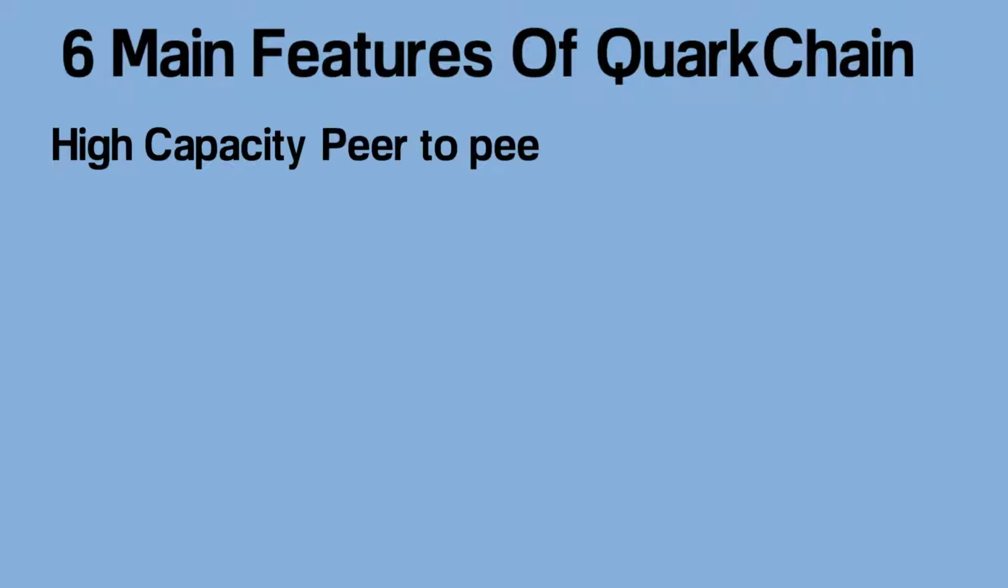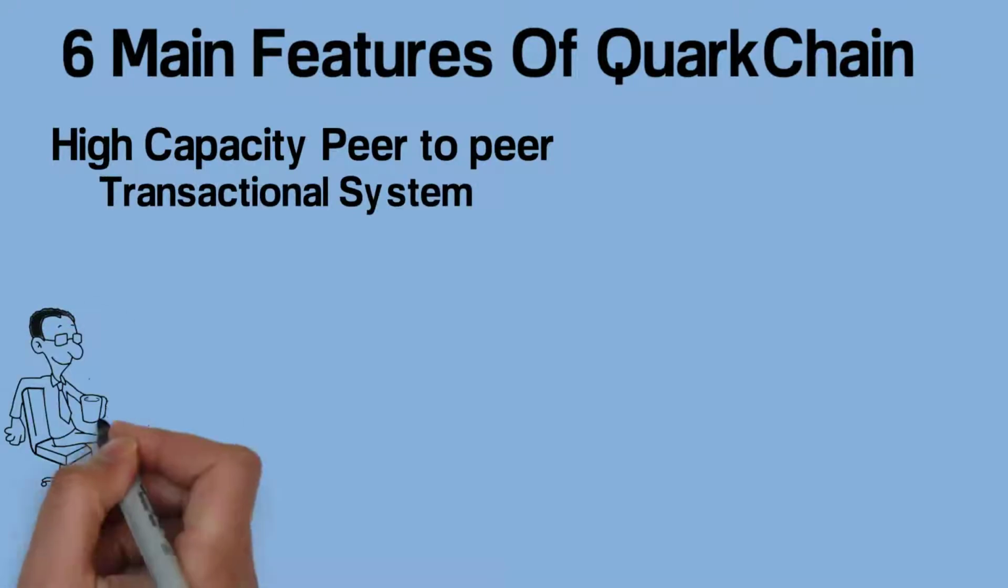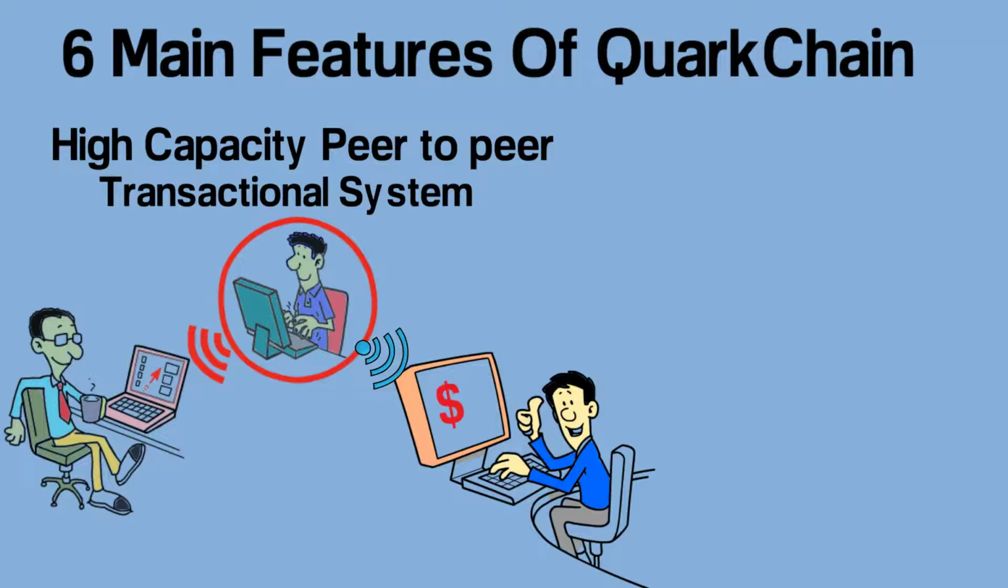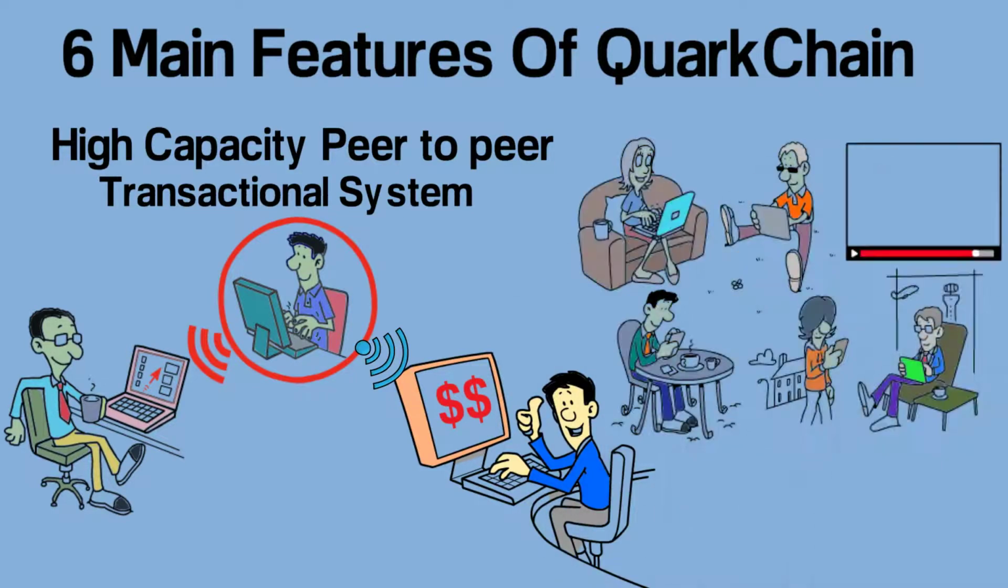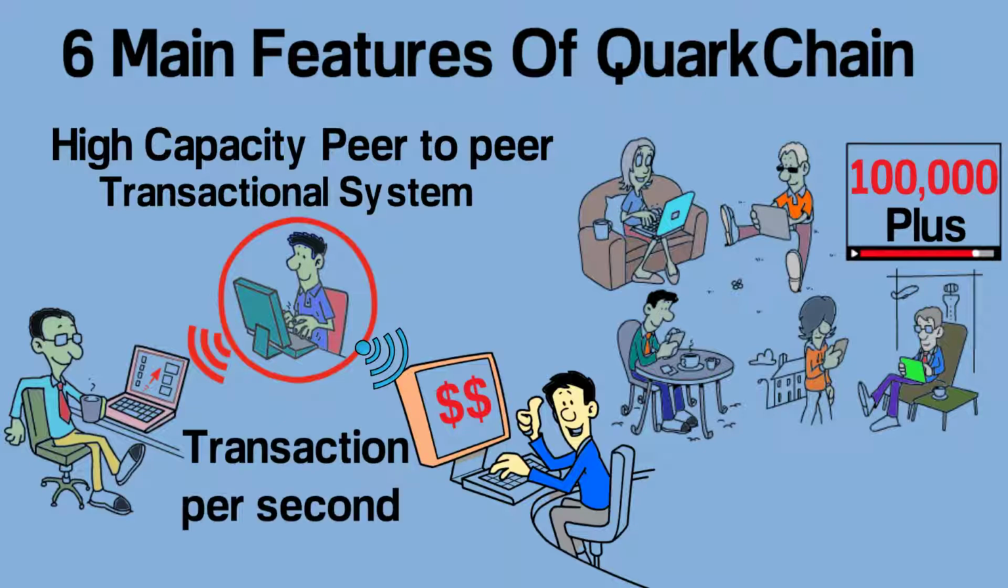6 main features of Quarkchain. 1. High-capacity peer-to-peer transactional system. A high-capacity peer-to-peer transactional system that will eventually be able to achieve over 100,000 plus transactions per second.